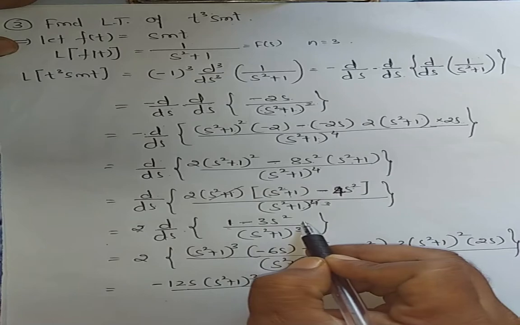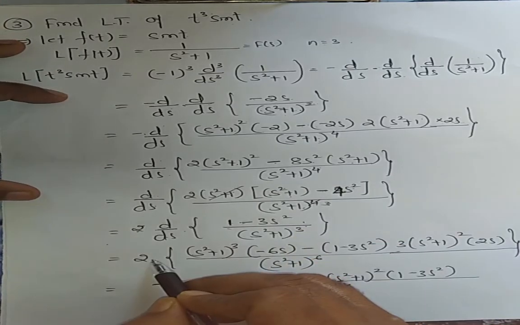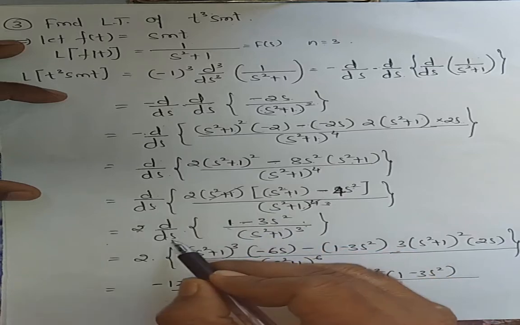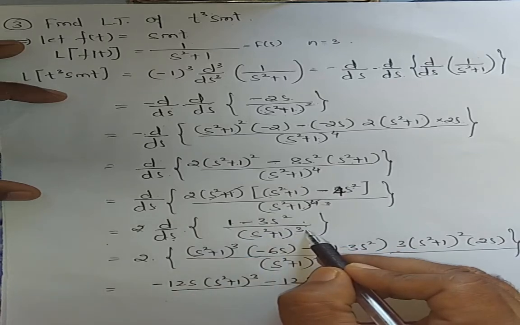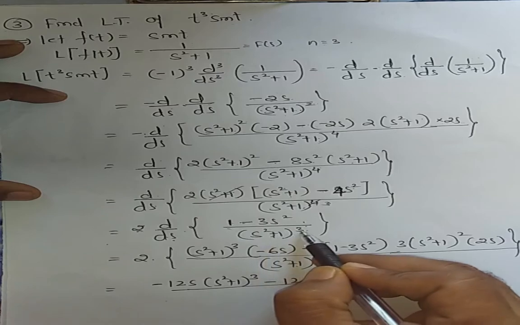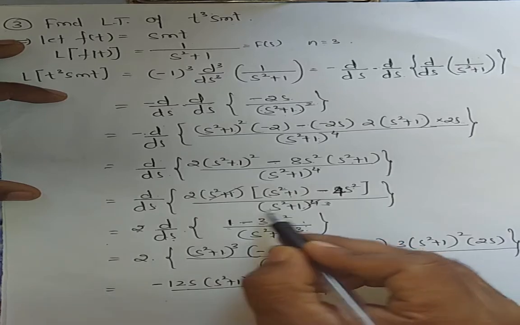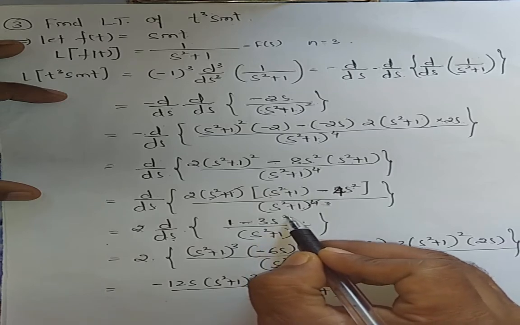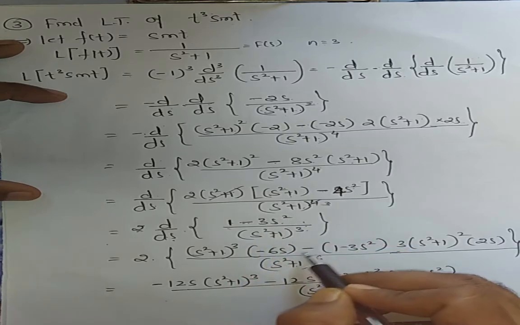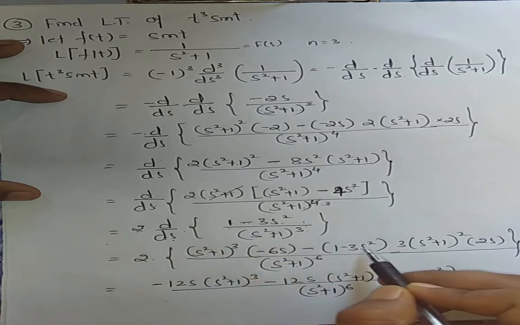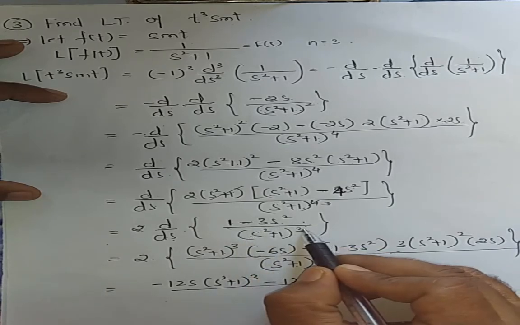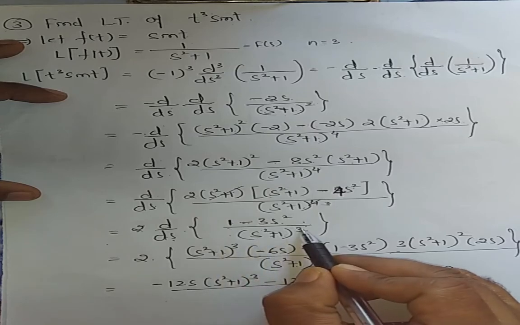Again you have to differentiate a third time, so 2 times as it is into bracket, differentiate this term with respect to s, again denominator square, it becomes 6. Denominator as it is. Differentiation of numerator 1 is 0, minus sign as it is. Differentiation of s square is 2s, that becomes 6s, minus numerator as it is. Then differentiation of denominator is 3 times (s square plus 1) square.